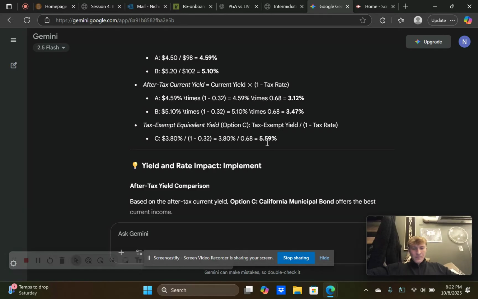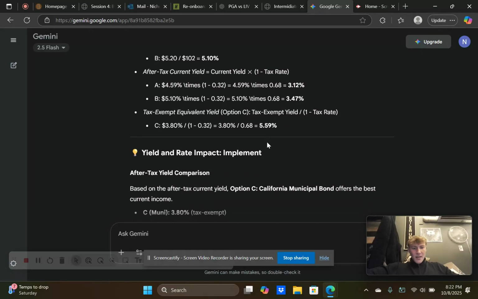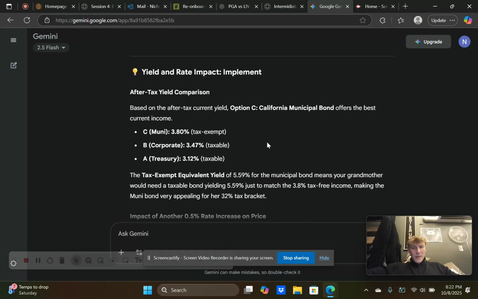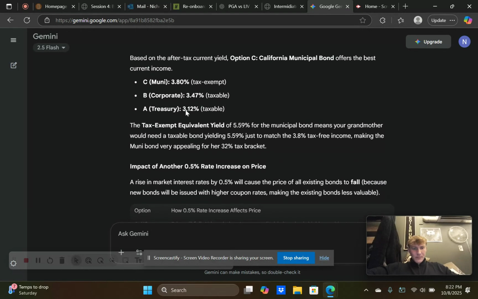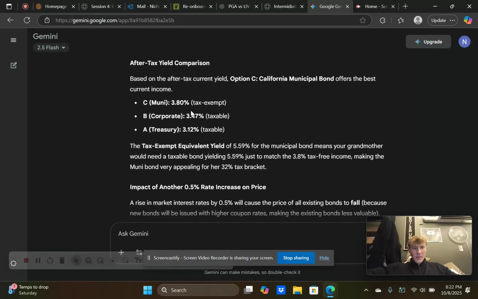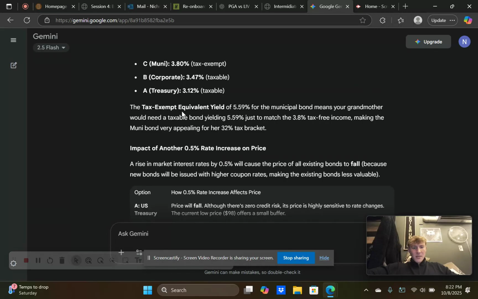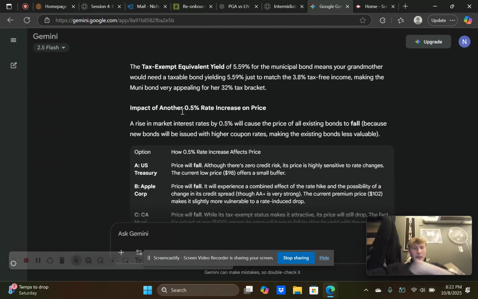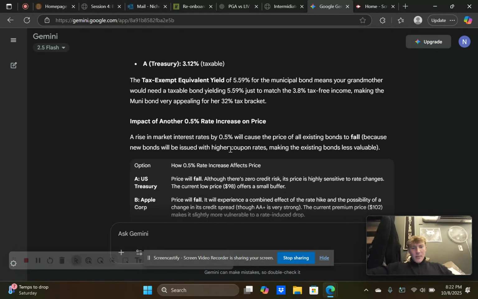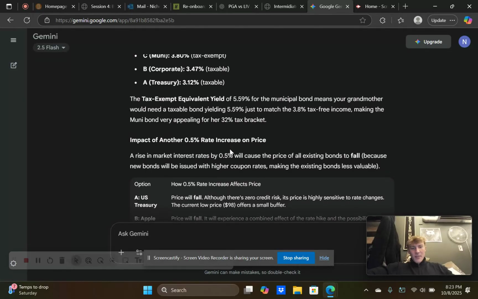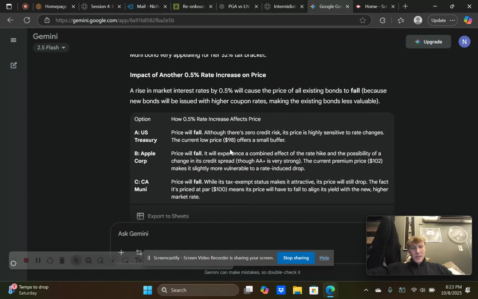So C has the highest rate by far and offers the best current income, as we see here for the three different rates. After-tax current yield, C is currently in the lead. So this kind of makes option C, the muni bond, very appealing, because the 5.59% is just to match the 3.8% tax-free income.